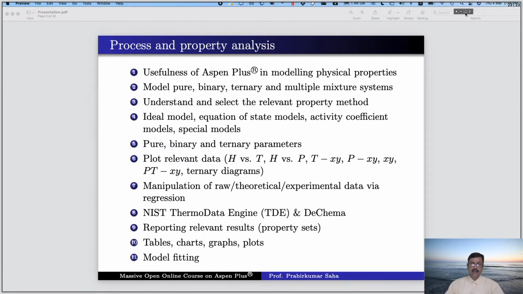In today's lecture, I'm going to discuss the modeling part: ideal models, equation of state models, activity coefficient models, and the special models. We will also discuss the pure and binary/ternary parameters and how to plot the relevant data. This portion will be covered today.